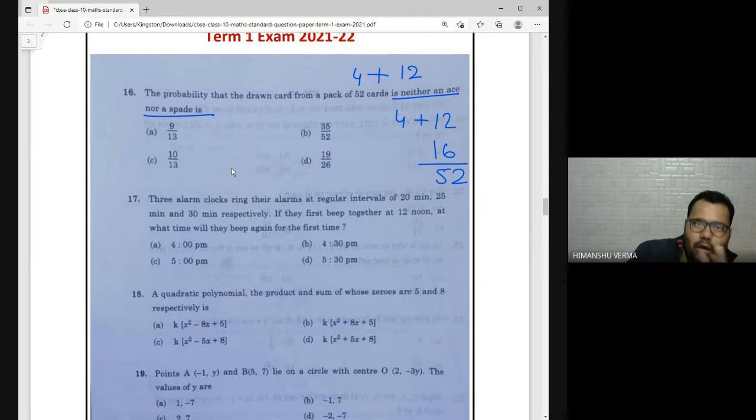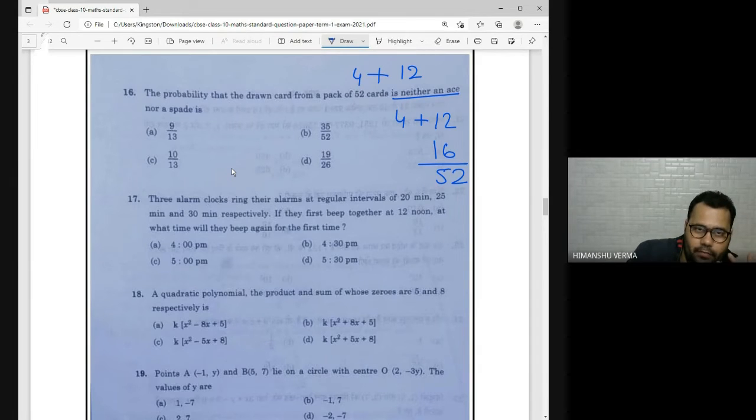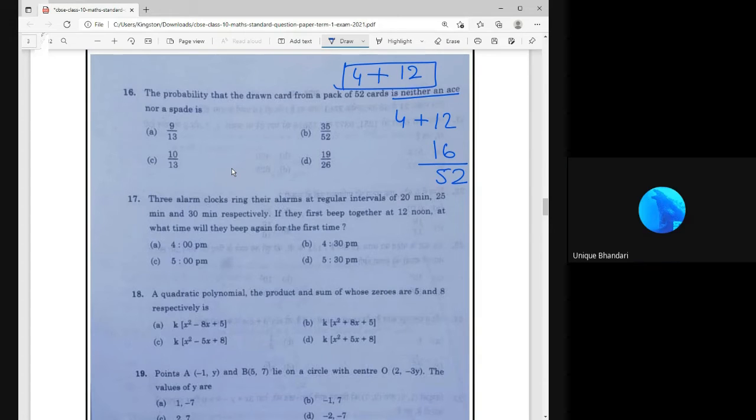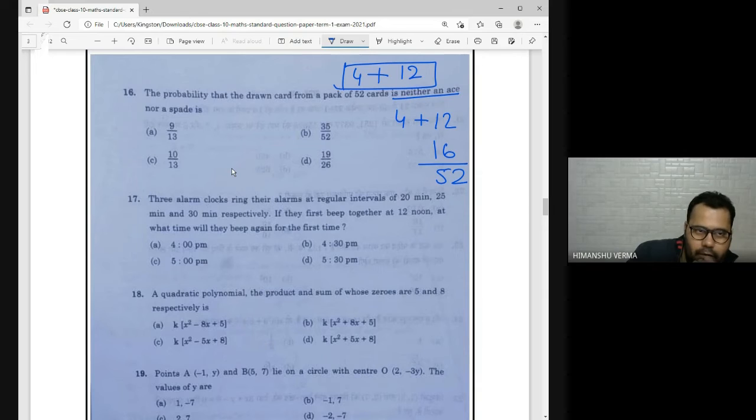Okay, great. So we want this, right? So 16. So what is the remaining? Sorry, 52 minus 16. What is the answer? 36. 36 by 52. So now 4 9s and 4 13s. Answer is A. Because you don't want this, so how much do we need? 36 by 52. Answer is A.